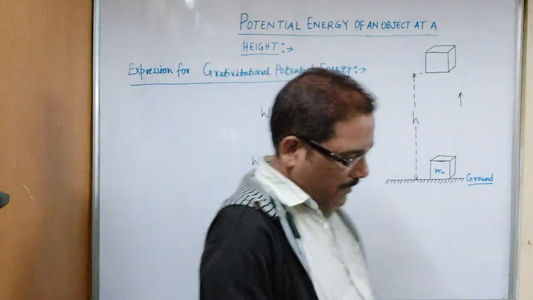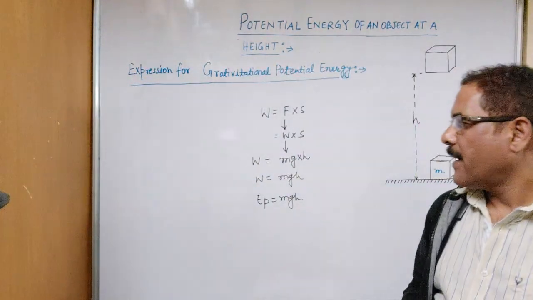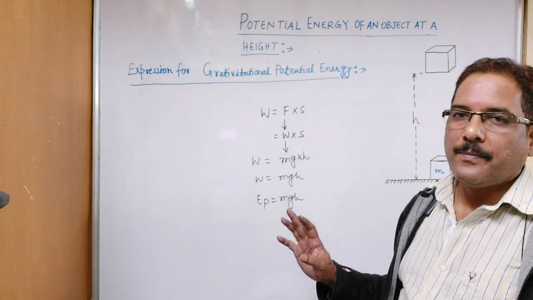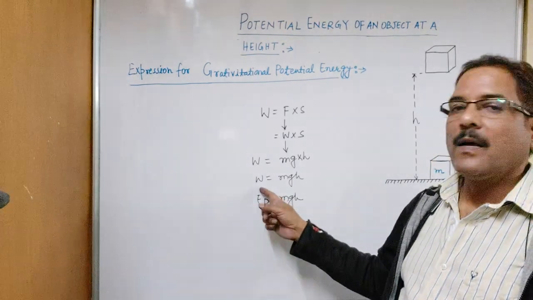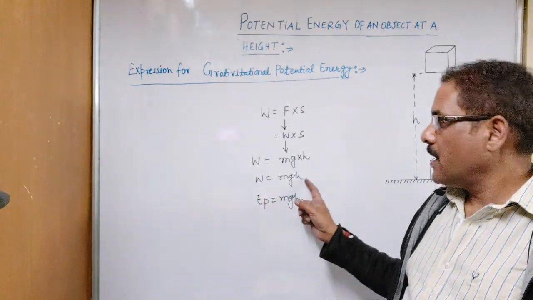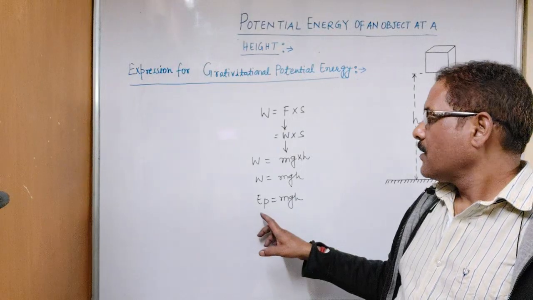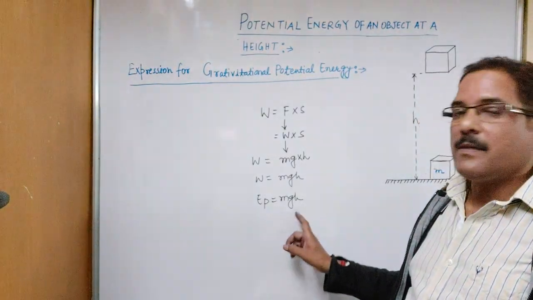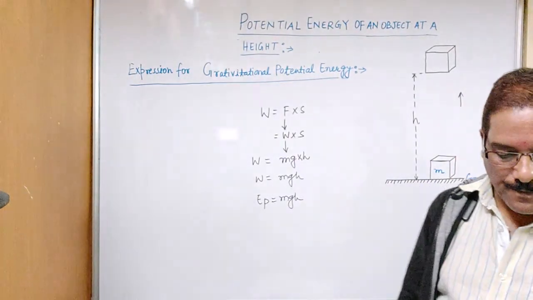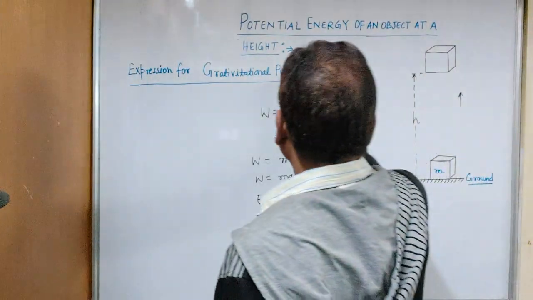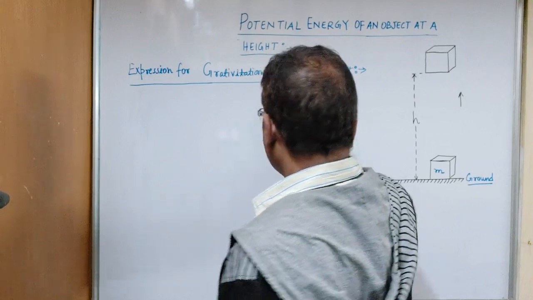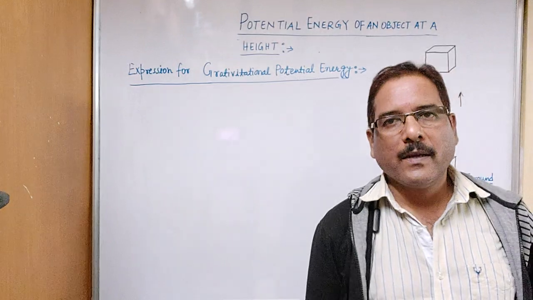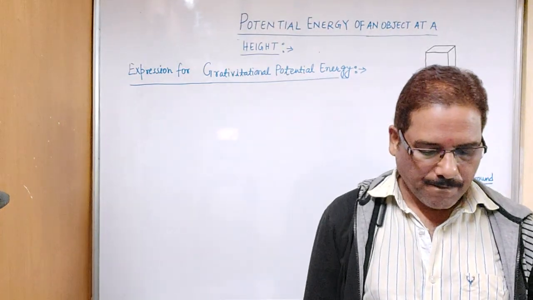Again, a very important conclusion: work done is equal to kinetic energy, that we learned in the previous class. Now work done is sometimes equal to potential energy, and this work done is responsible for potential energy. So potential energy is equal to mgh. I think it is clear to you children. So write about it, because you can get a question: derive an expression for potential energy.